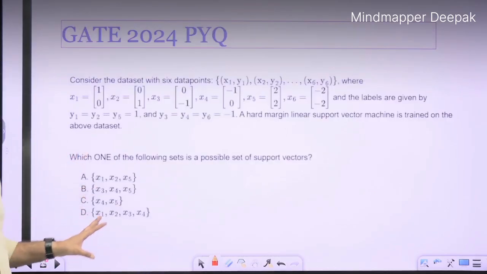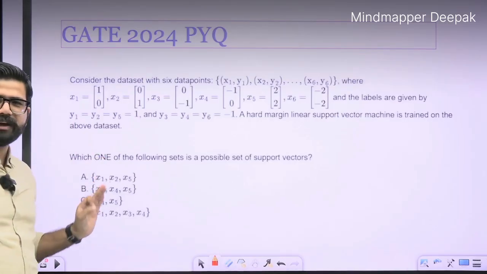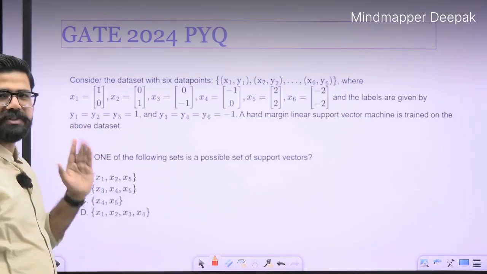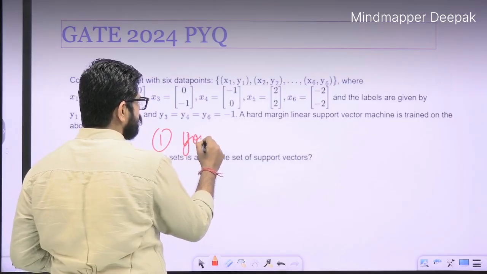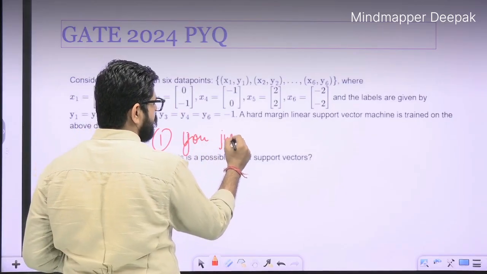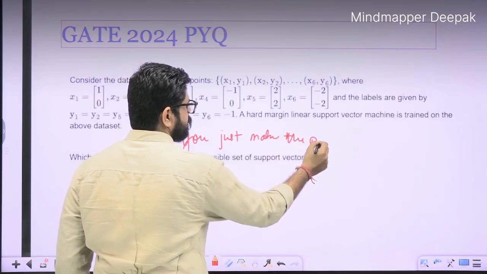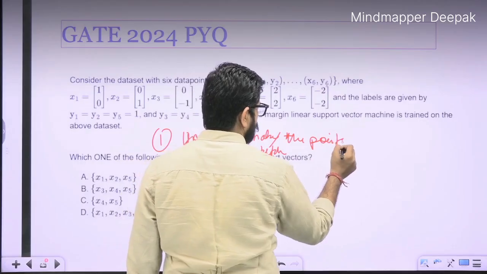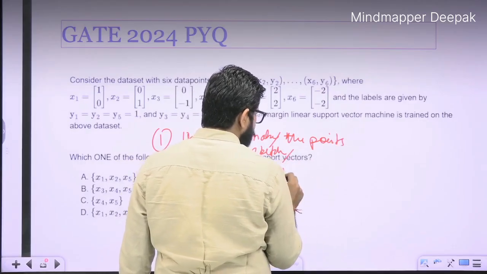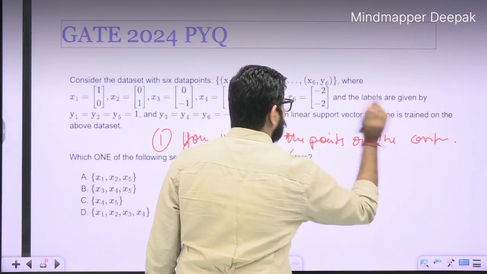Now this is the 2024 GATE PYQ question which was asked. This is a very simple question. It looks like a bigger question, but the first step you can do is to make or sketch the points, that is, locate the points on the Cartesian coordinate system.